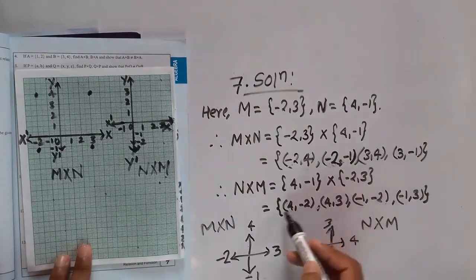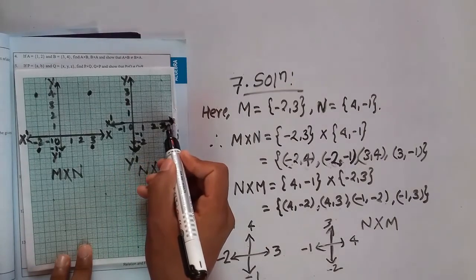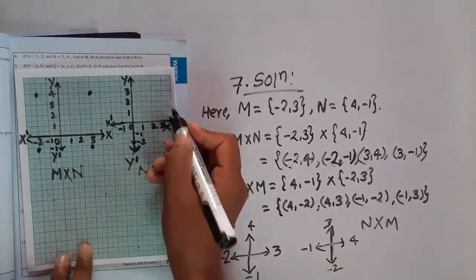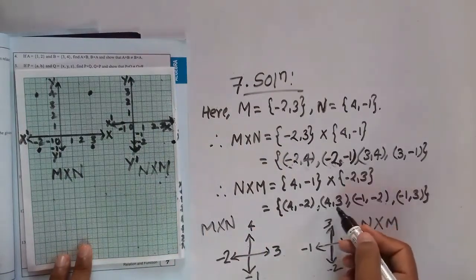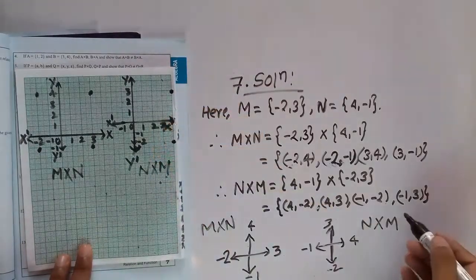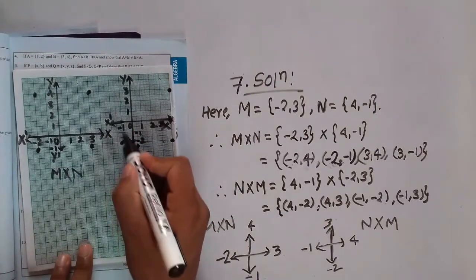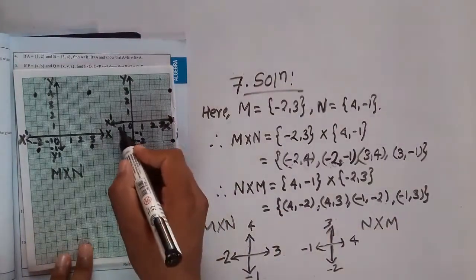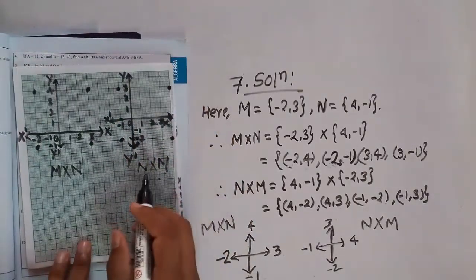And for this, the maximum positive number for the x-axis is 4 and the maximum negative number for the x-axis is -1, and for the y-axis the maximum positive number is 3 and the maximum negative number is -2. Then (4,-2) here, counting 1, 2, 3, 4, then (4,3) here, then (-1,-2) here, and (-1,3) here. In this way we have completed plotting N cross M also.